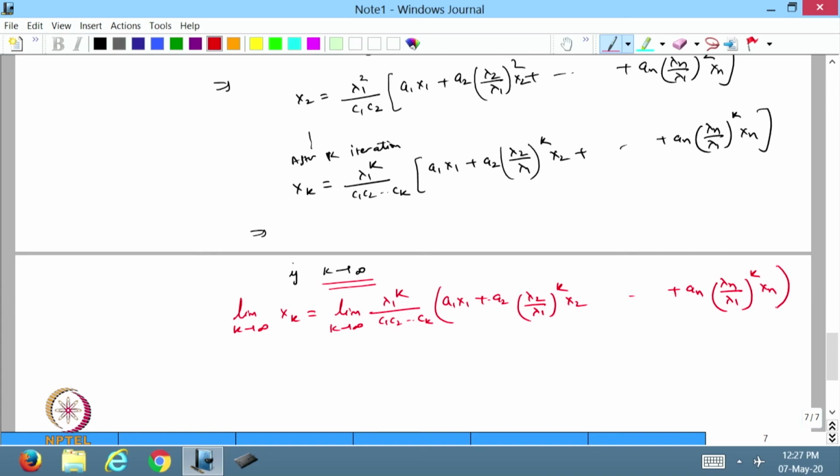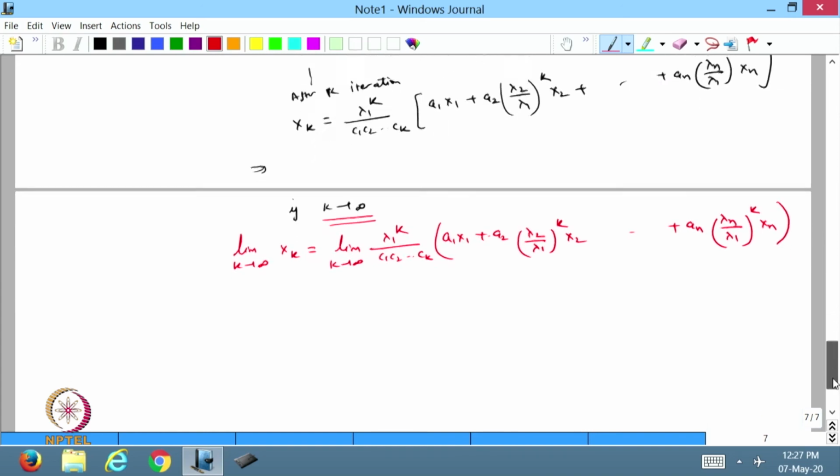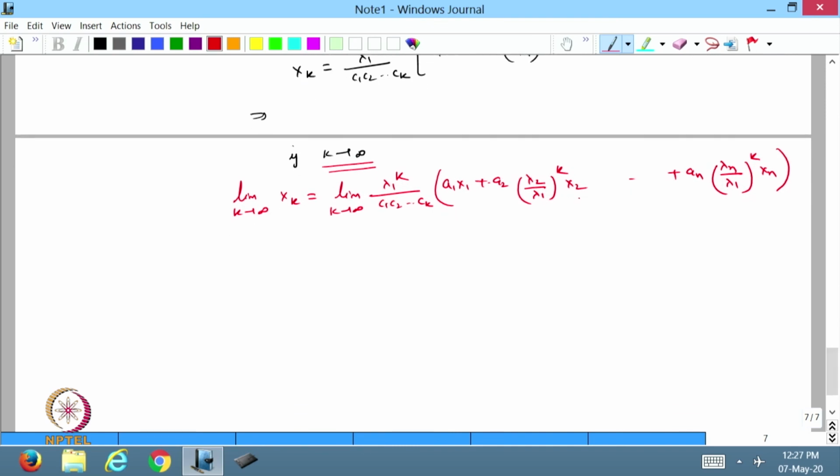And now, we also assumed that these eigenvalues are distinct and real also, but if they are not real then we have to take the magnitude. So, in that case we take the magnitude of this one when the eigenvalues are complex. Now, if you see from here, the limit k tends to infinity x k, and on the right hand side all these terms tend to 0.